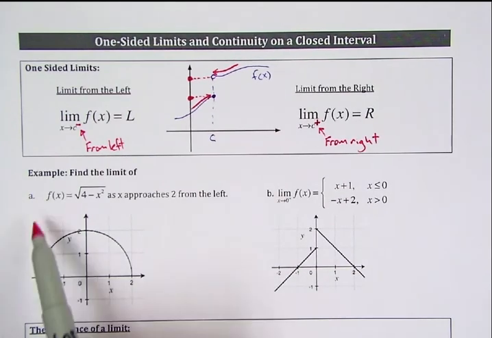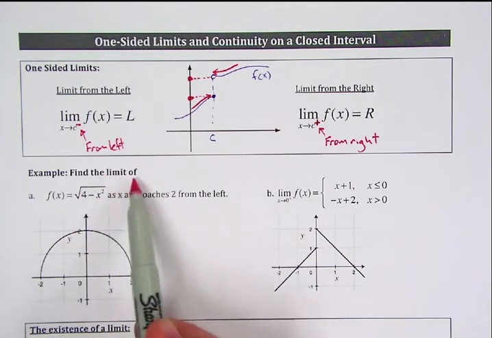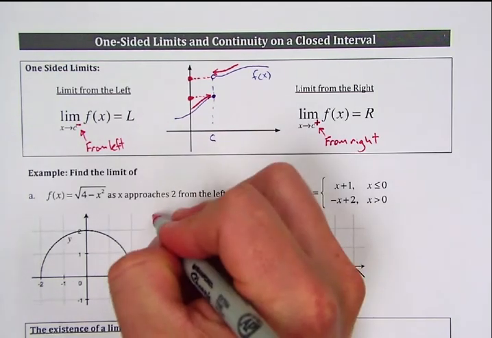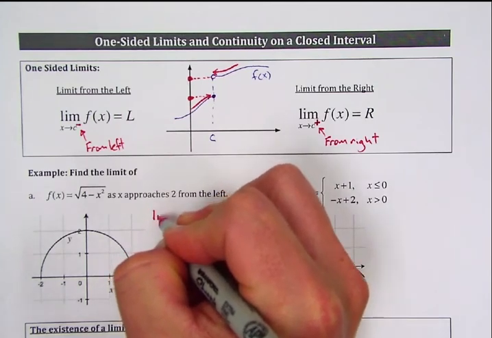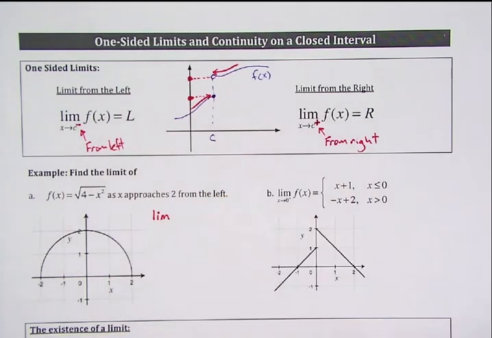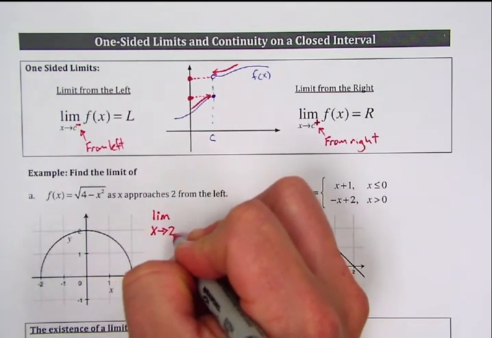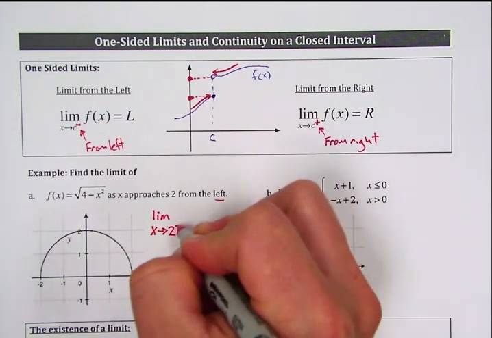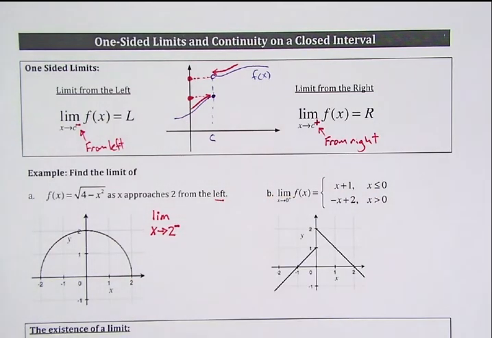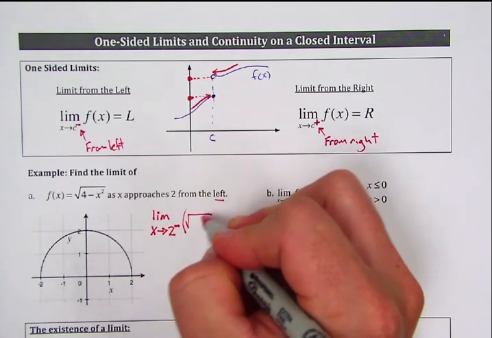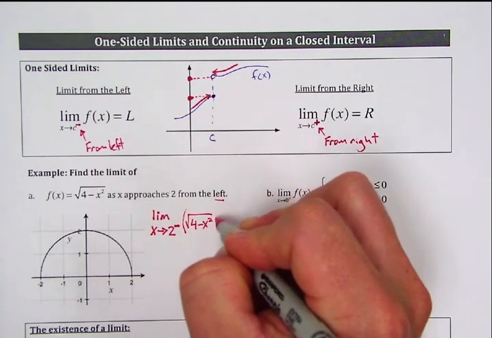So let's try our example here. We have a function, the square root of 4 minus x squared. And we want to find the limit of this function as x approaches 2 from the left. So let's practice writing that in our notation. So we write the limit as x approaches 2 from the left. So the left we put minus, of our function, square root of 4 minus x squared.